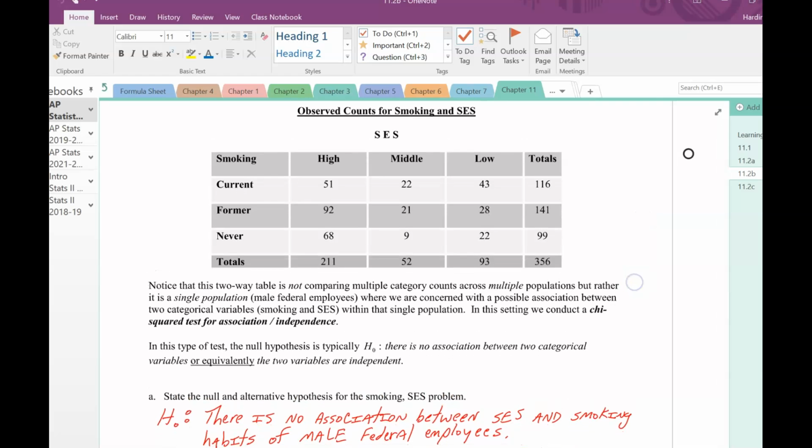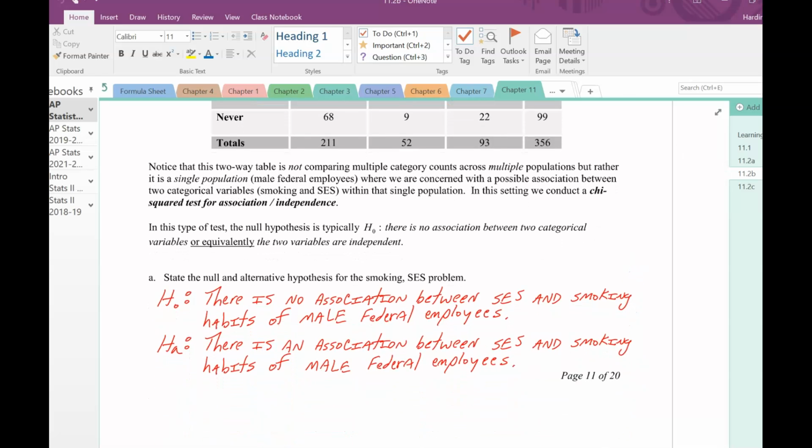So when it comes to creating this test, we need to write our null and alternate hypothesis. For a test of independence, the null hypothesis is always there is no association between the two categorical variables, or another way to say that is that the two variables are independent. So in this example, the null hypothesis would be there's no association between socioeconomic status and smoking habits of male federal employees. And then the alternate is that there is an association between SES and smoking habits.